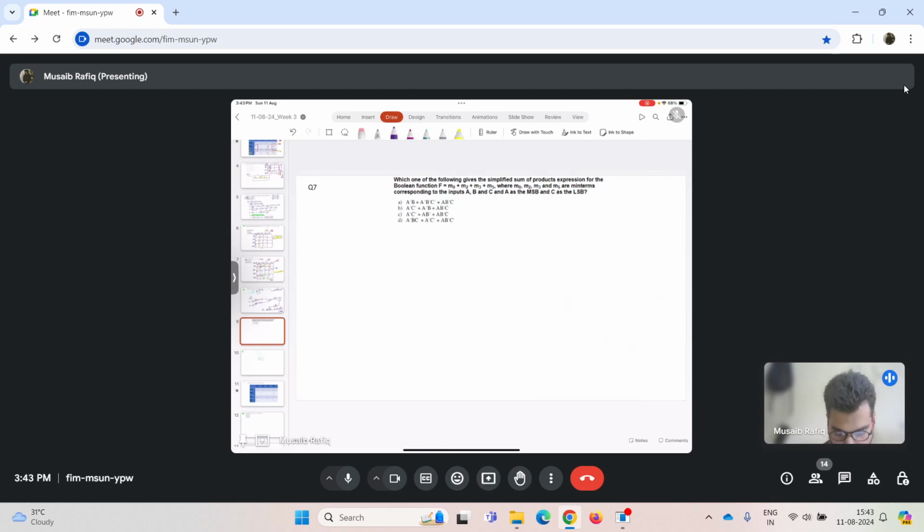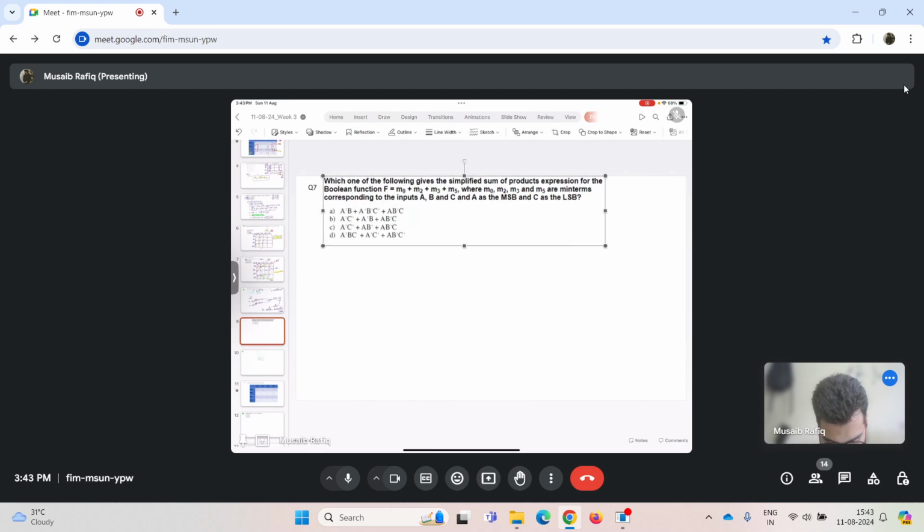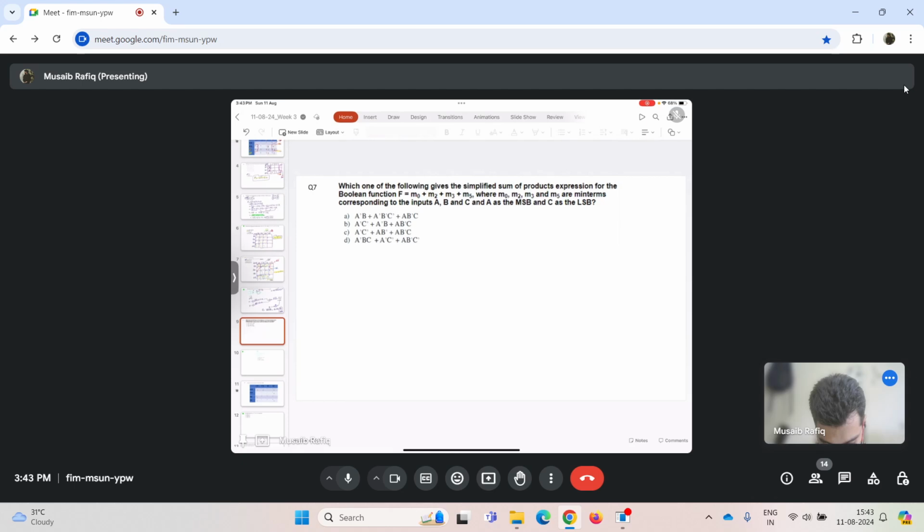Now we have question number 7. The question asks us which one of the following gives the simplified sum of product expression for the Boolean function f is equal to m0 plus m2 plus m3 plus m5, where m0, m2, m3 are minterms corresponding to inputs a, b, and c, and a is the MSB and c is the LSB. So this is a three variable function. So it will be a K map for a three variable system made like this.